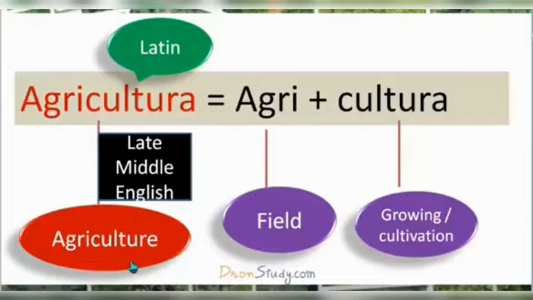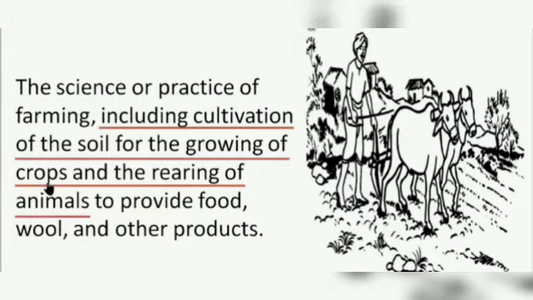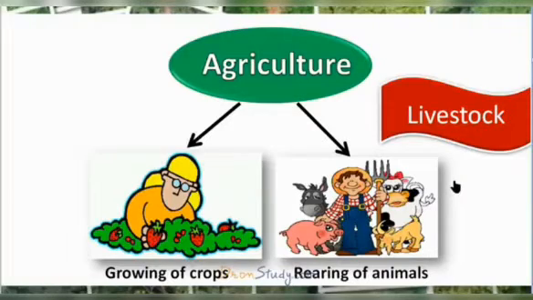Okay, next. What is agriculture? The science or practice of farming, including cultivation of the soil for the growing of crops and rearing of animals. This is the definition for agriculture. So agriculture can be classified into two. The first one is growing of crops, and the second is rearing of animals, which can also be called livestock.